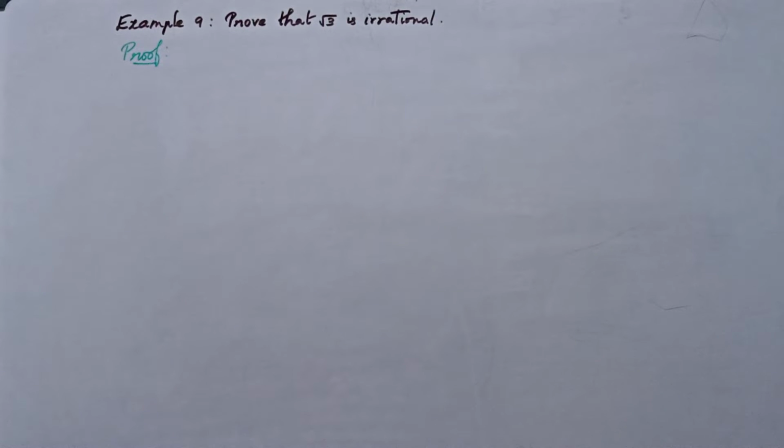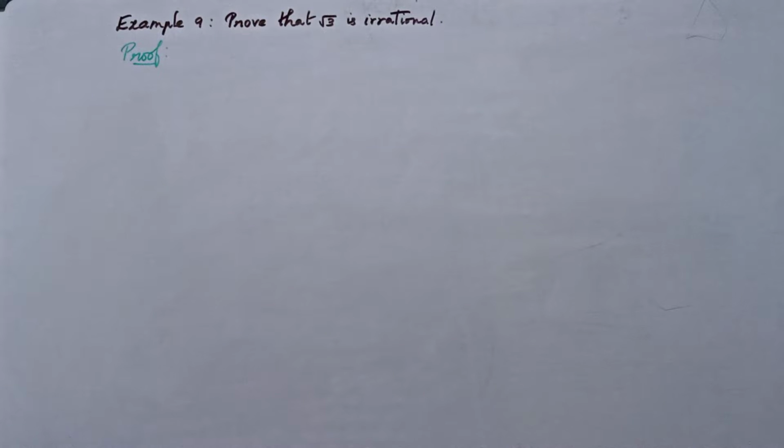So let us prove the next problem, that is example 9. Prove that square root of 3 is irrational. Okay. So in the last class we have proved square root of 2 is irrational. Similar way we are going to prove the next one, that is square root of 3 is irrational.